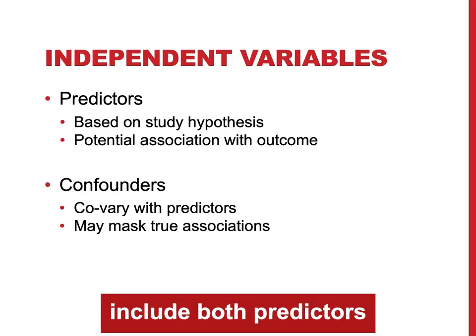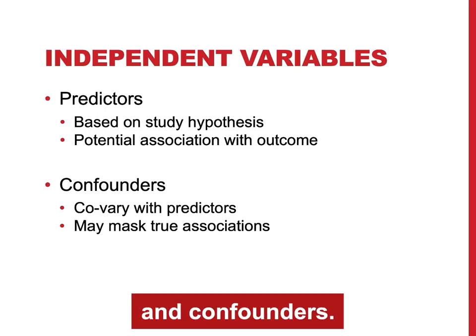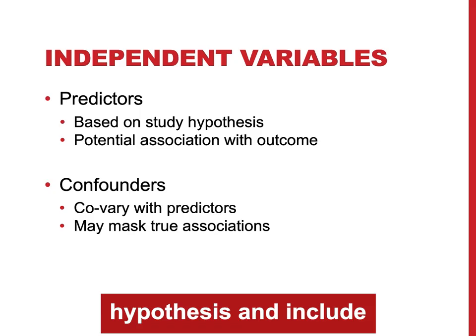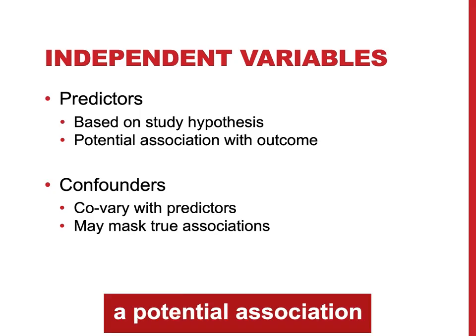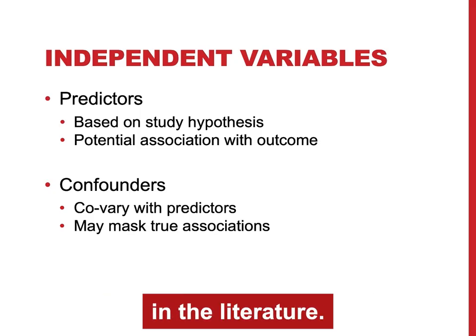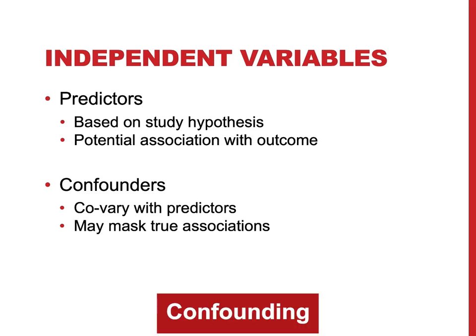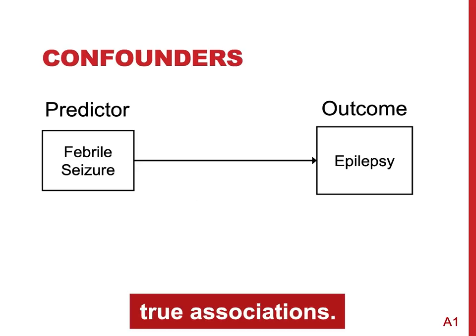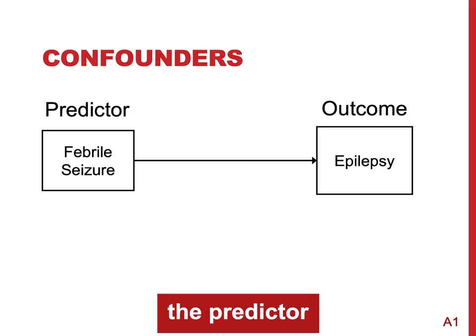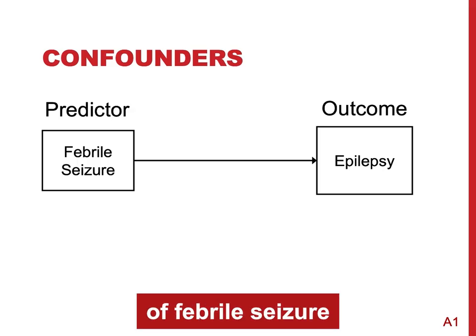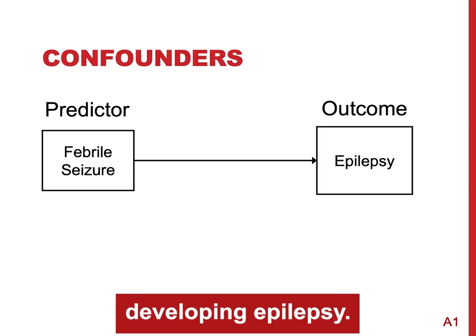Independent variables include both predictors and confounders. Predictors should be based on the study hypothesis and include any factors that have a potential association with the outcome in the literature. Confounding variables covary with predictors and may mask true associations. In this study, the predictor was a prior history of febrile seizure, and the outcome was developing epilepsy.